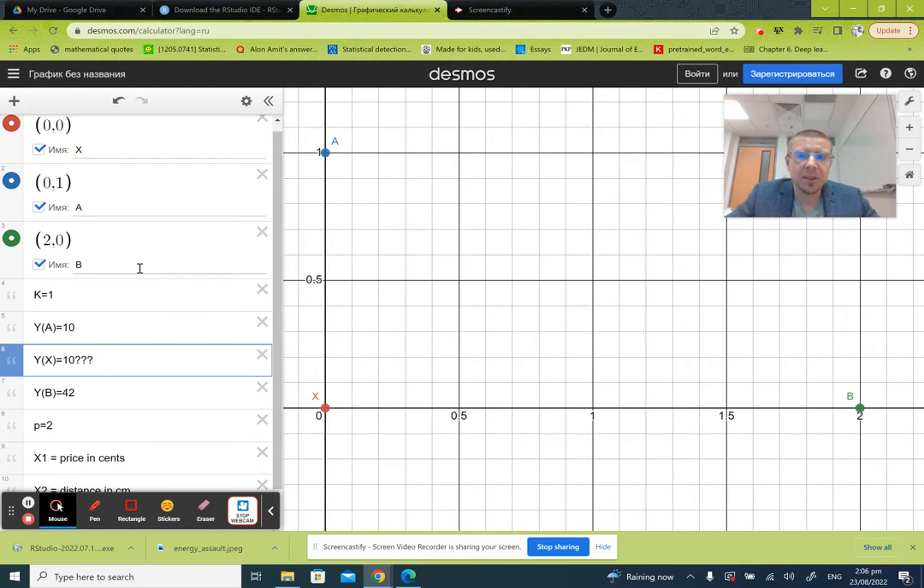But what happens if we rescale our data? Let's say that instead of the price in cents, x1 is the price in dollars. To compute the price in dollars, we take the price in cents and divide it by 100. Effectively, our point B changes to 0.02, 0. Now if we recalculate the price in dollars, the nearest point to x is B rather than A, so y of x should be, instead of 10, 42.